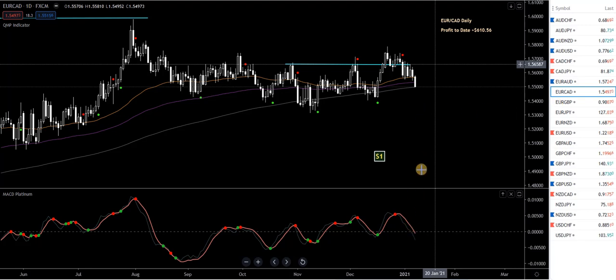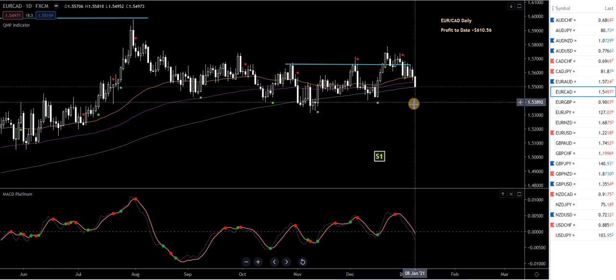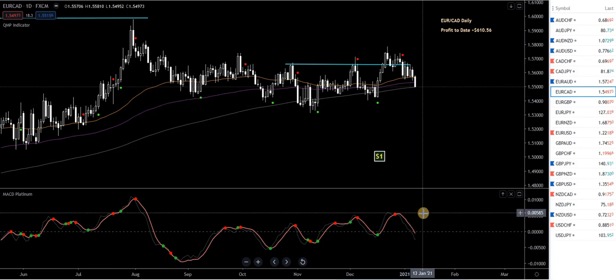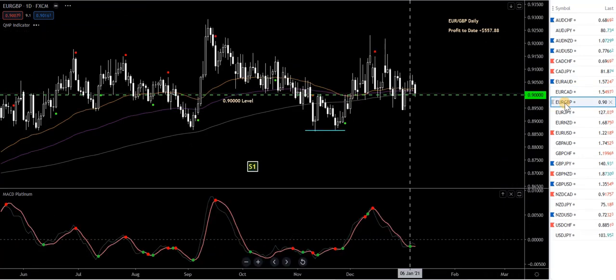Now the MACD platinum's through the zero level. So now I've lost my mouse and we're going nowhere fast here. What's going on? All right, we're back. Yeah, so it's going nowhere. The MACD's through the zero level, so now I'll be looking for buy signals. Nothing happening at the moment. $610, that's all right.